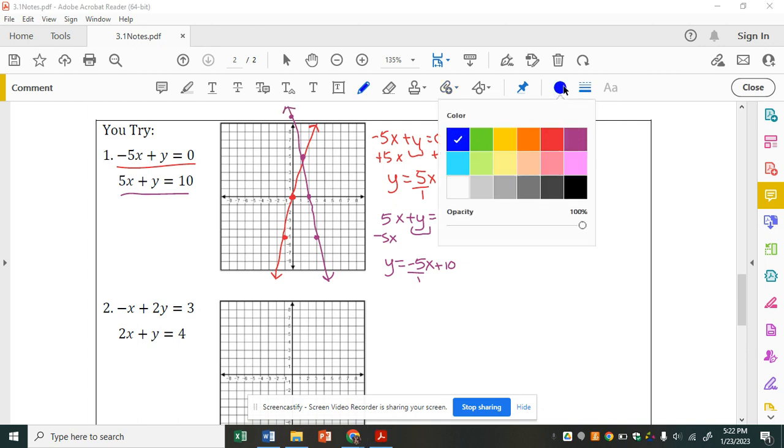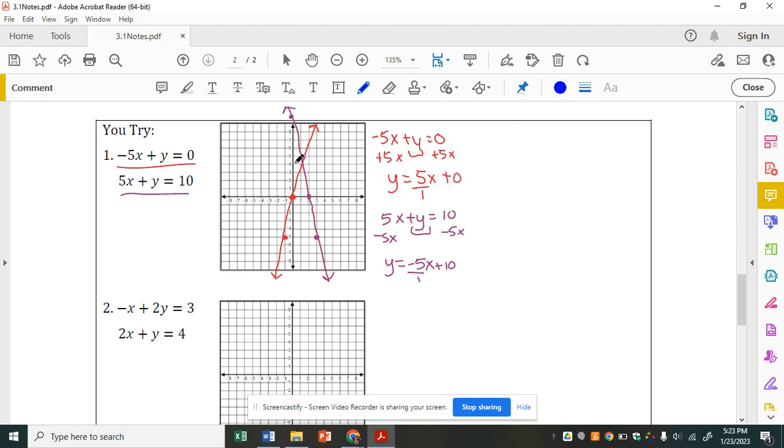So my point of intersection here happens where x is equal to 1 and y is equal to 5. That's the solution to my system, but I'm still checking. I still need to make sure that's actually correct.